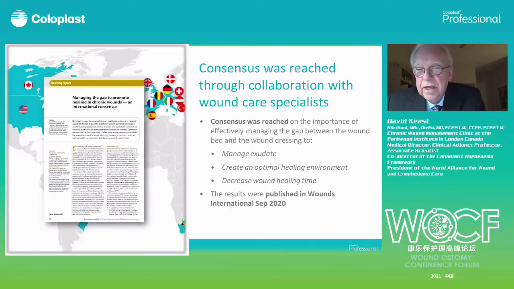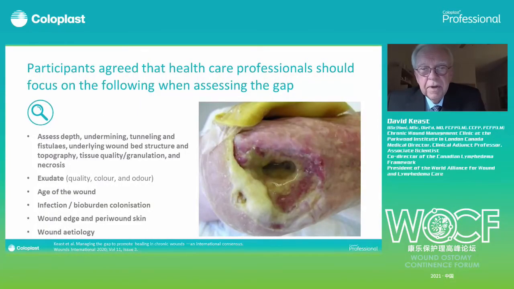So consensus was reached through collaboration with this wound care specialist group, and the consensus reached on the importance of effectively managing the gap between the wound bed and the wound dressing involved three key areas: managing exudate, creating an optimal healing environment, and decreasing wound healing times. These results were all published in Wounds International in September 2020. So here is a sample of some of the areas of consensus reached.